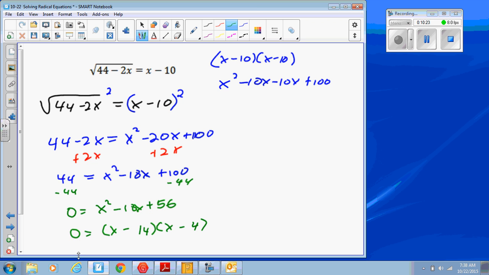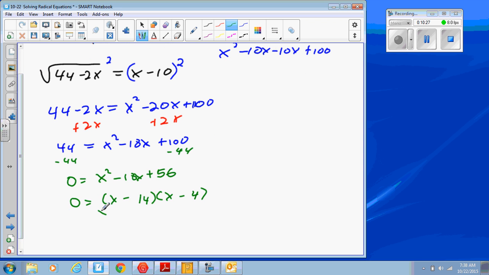So I have two answers for this. Let's figure this out here. So either x minus 14 equals 0, in which case x equals 14, or x minus 4 equals 0, in which case x equals 4. And again, we have to check both of our answers in the problem.